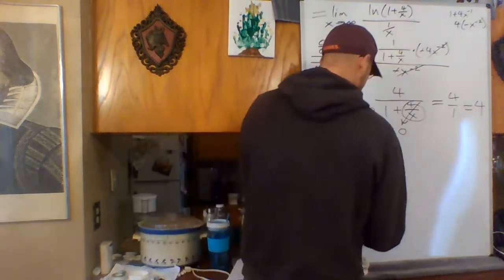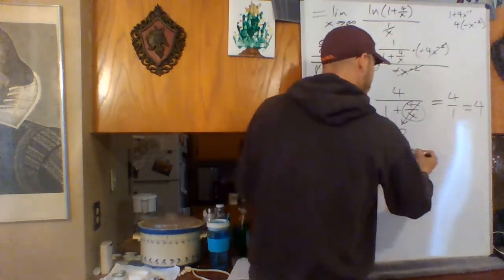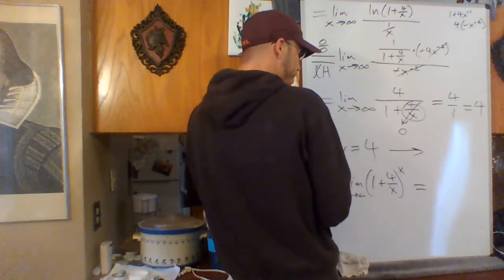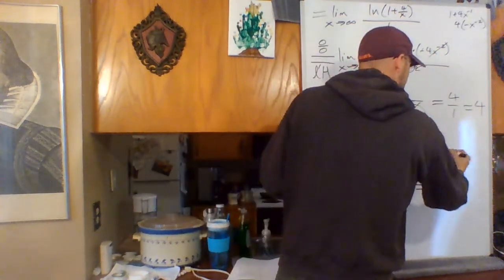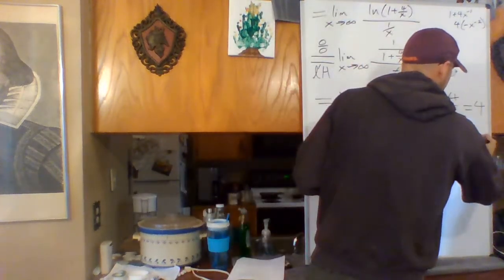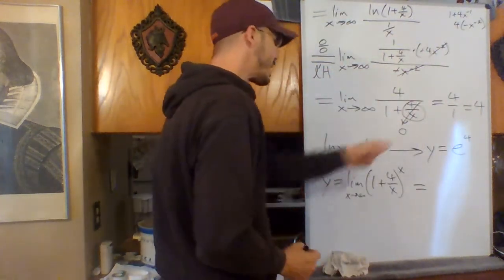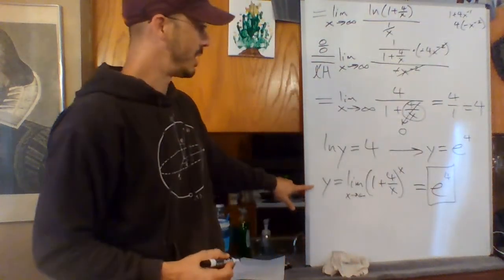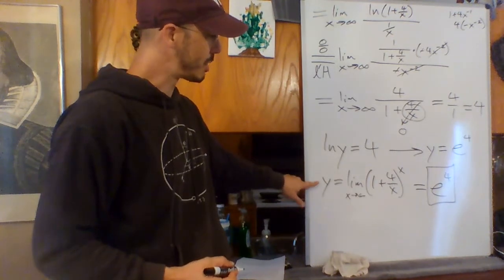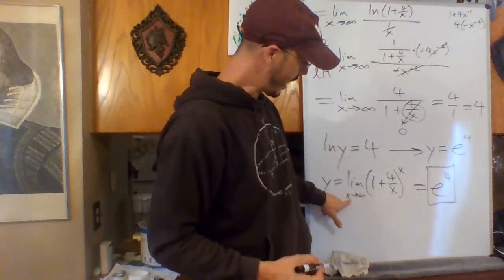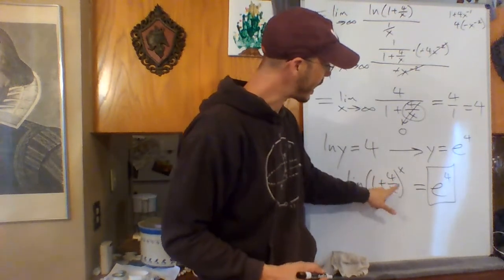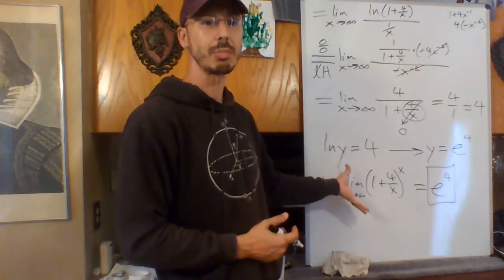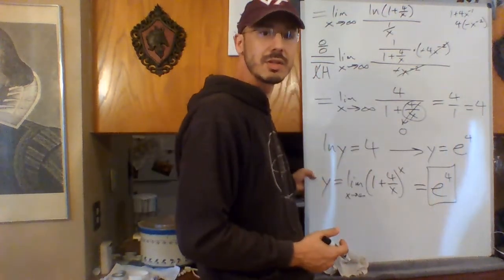The original expression, well, if ln of y is 4, take e to both sides. E to the ln y is y, and e to the 4 is e to the 4th. That's just a real number. So y itself is e to the 4th. That's the same as the limit as n goes to infinity of 1 plus 4 over n to the n. I changed the variable to x to think of it as a L'Hopital problem, but it comes out to just this number, e to the 4th.